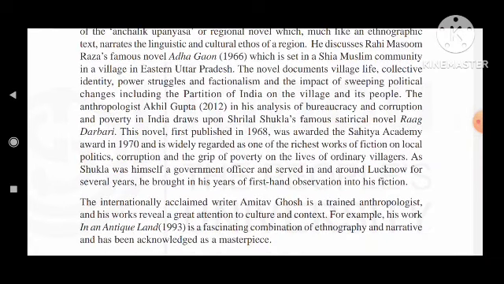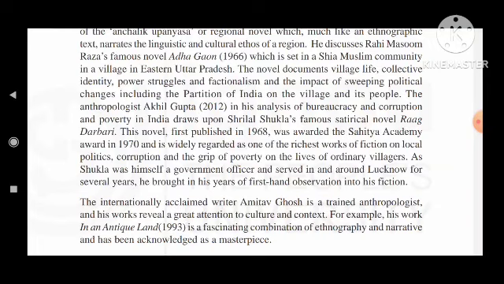The novel documents village life, collective identity, power struggles, and factionalism, and the impact of sweeping political changes, including the partition of India, on the village and its people. The anthropologist Akhil Gupta, 2012, in his analysis of bureaucracy, corruption and poverty in India, draws upon Shrilal Shukla's famous satirical novel Raag Darbari.